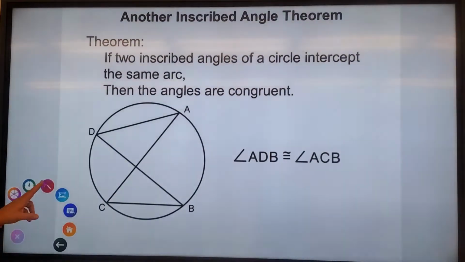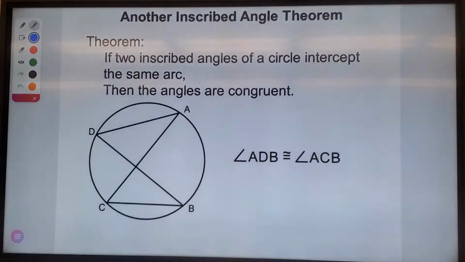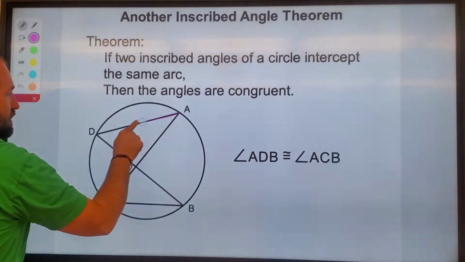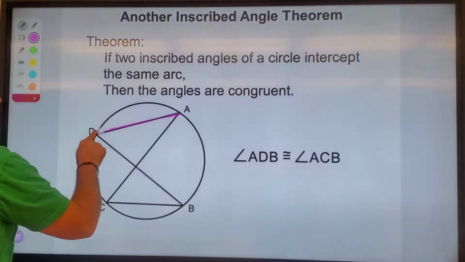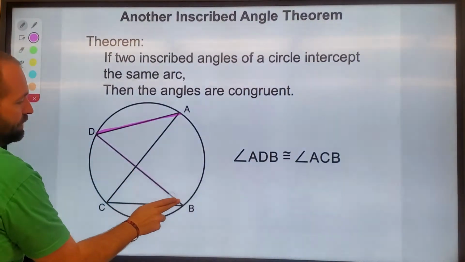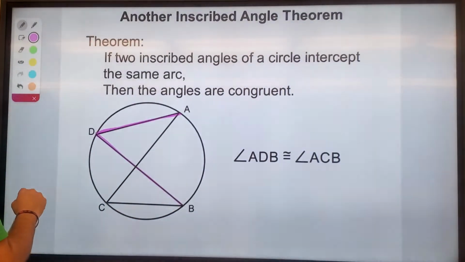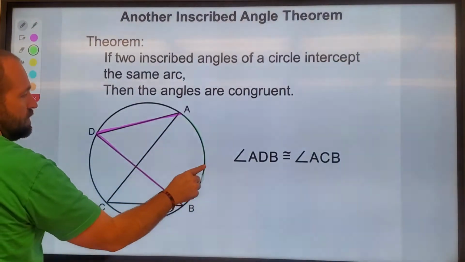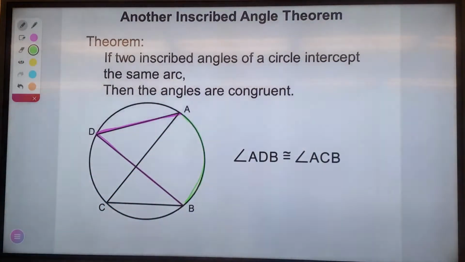Okay. Another theorem here indicates that if two inscribed angles of a circle intercept the same arc, so they have the same intercepted arc, then the angles themselves are congruent. Okay, so let me highlight a couple of things here. If I have chord AD and chord DB here, they intercept the arc here at AB.